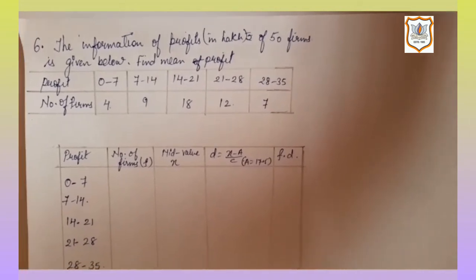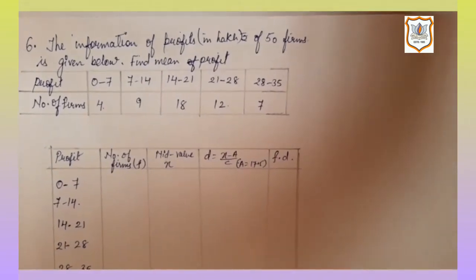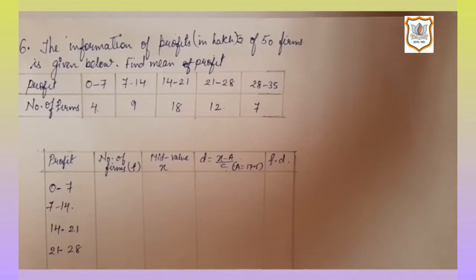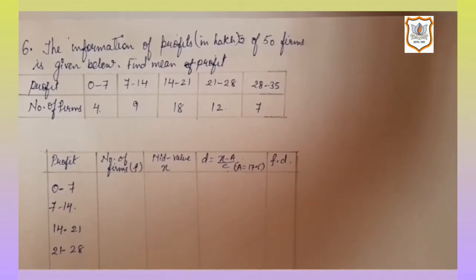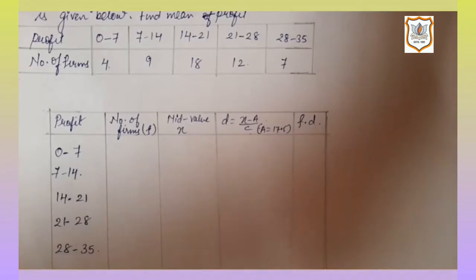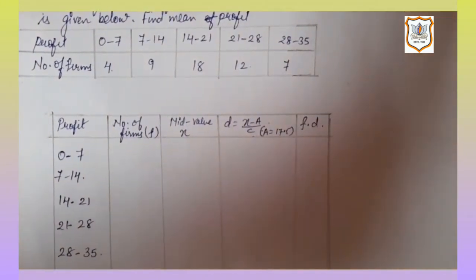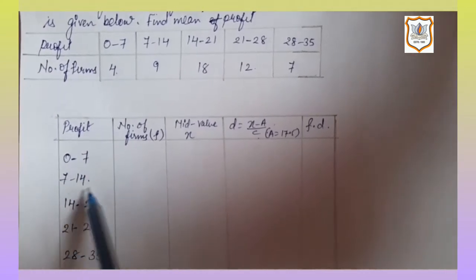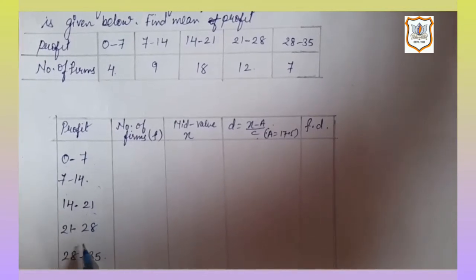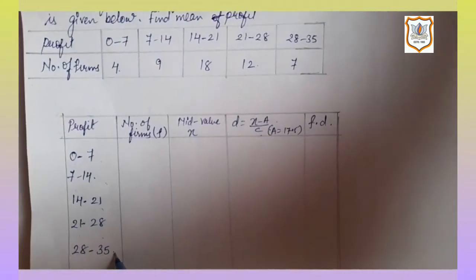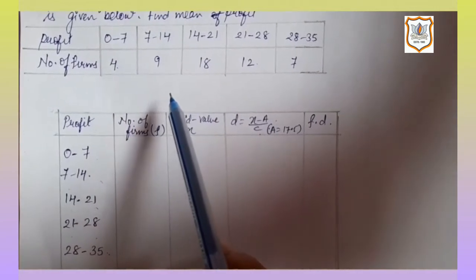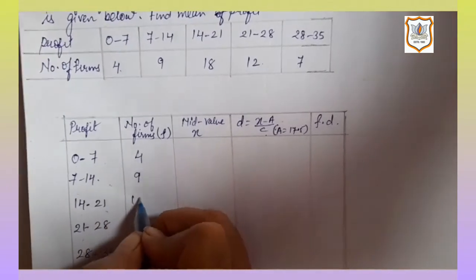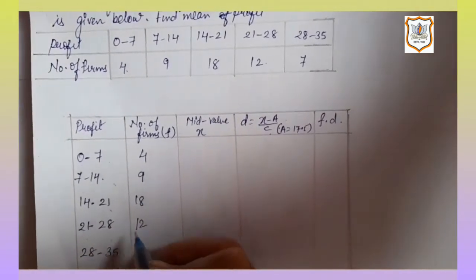The given frequency distribution is of equal length. Therefore, we'll find the deviation as x minus a upon c. We'll calculate the mean by the shortcut method. Here we have prepared the table in which I have written profit as it is given: 0 to 7, 7 to 14, 14 to 21, 21 to 28, 28 to 35. Number of firms is given, we'll write as it is, that is frequency: 4, 9, 18, 12, 7.